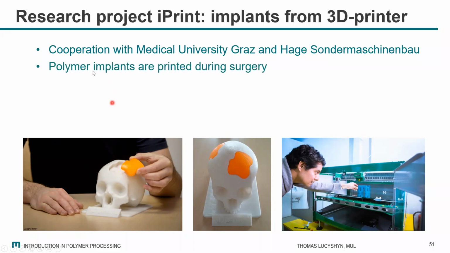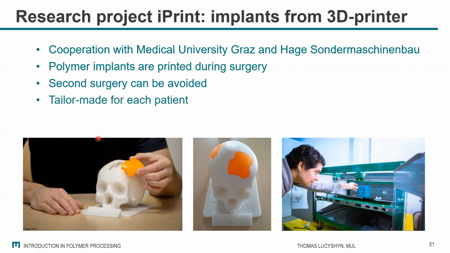So basically the idea was to produce the polymer implants during the surgery. So the head is opened and then is measured, and then in the next room the printer works and starts to produce the spare part, if you want. And this could save a second surgery, because the normal procedure would be there is a big operation on the head, taking the geometry. Then this geometry is transferred to an external company producing the spare part, which might take 1 or 2 days or something. That means in the meanwhile, the patient is closed again, and there is a second surgery for implementing the part. It can be tailor-made for each patient, of course.